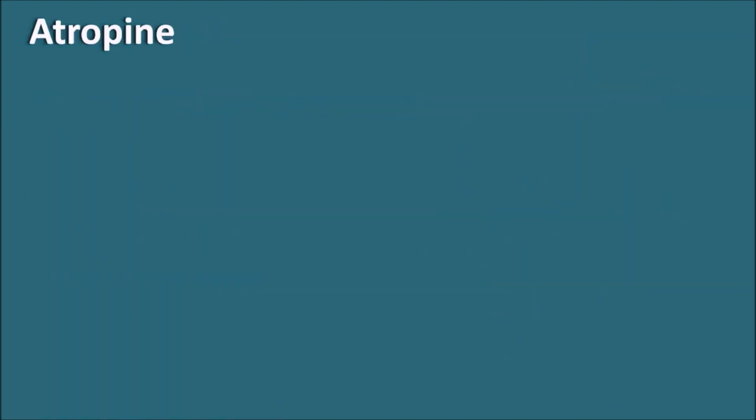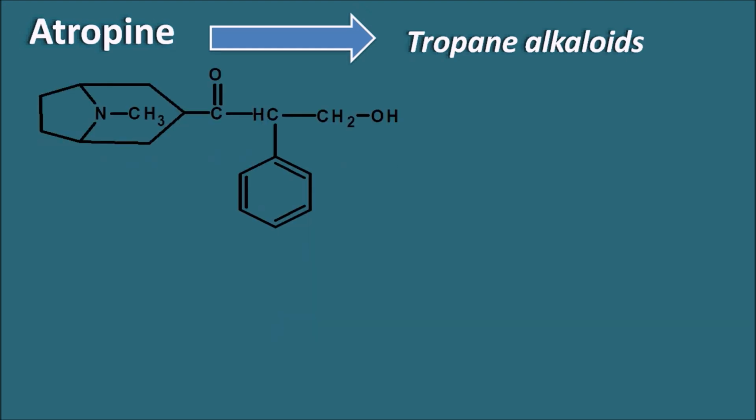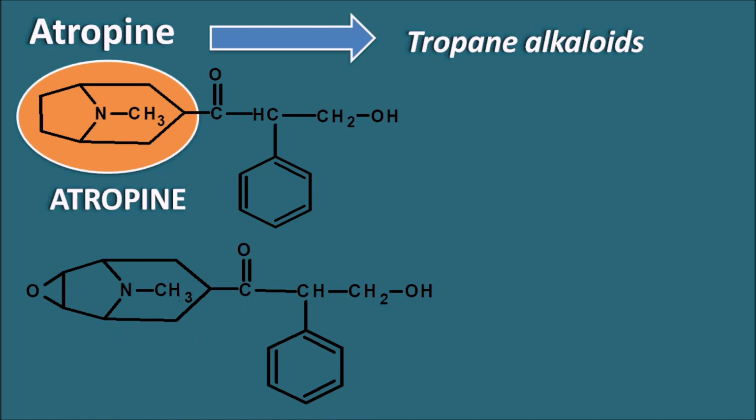Next one is atropine. Atropine comes from the tropane alkaloids like Atropa belladonna and Datura stramonium, and it is one of the important components. This atropine has the tropane nucleus. Similarly, another example is hyoscine. Hyoscine is also called scopolamine, which has an extra epoxide bridge at the 6th and 7th position compared with atropine. And atropine is a racemic mixture of hyoscyamine, and all of these are natural drugs.